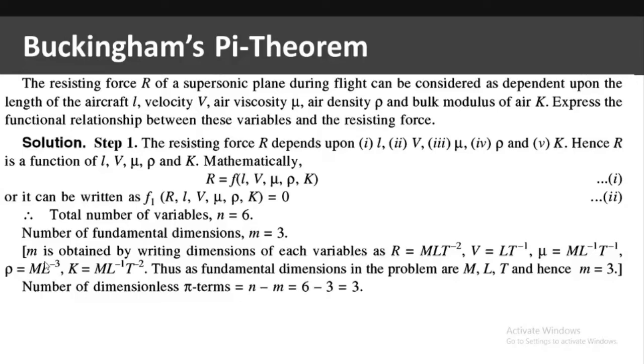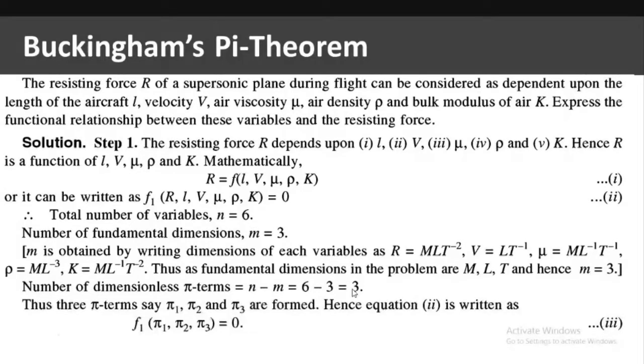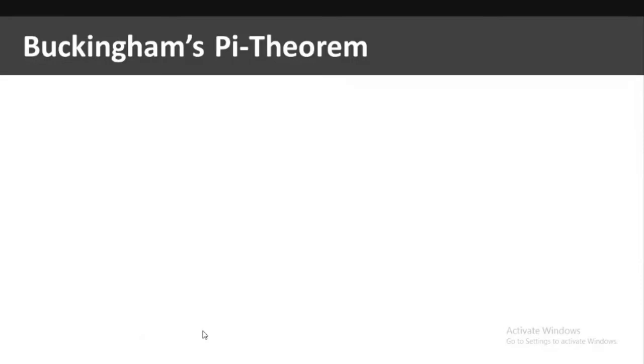So how many pi terms are there? There are 3 pi terms. So we will say let these pi terms be pi 1, pi 2 and pi 3. Okay? So thus the 3 pi terms are, let's say, pi 1, pi 2 and pi 3. Okay, so हम ये तीनों टर्म को यहाँ पे पुट करेंगे. So we will say any function of pi 1, pi 2 and pi 3 is 0. So this pi 1, pi 2 and pi 3 are what? Dimensionless numbers.